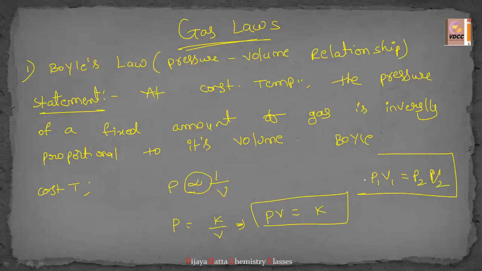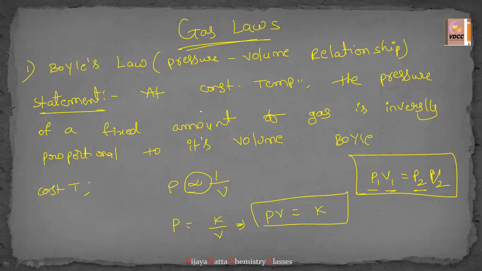P1 is the pressure of the first gas, V1 is the volume of the first gas, P2 is the pressure of the second gas, and V2 is the volume of the second gas. This Boyle's law statement was given by Robert Boyle in 1662. Of the three parameters, pressure, volume, temperature, at constant temperature, pressure is inversely proportional to volume.